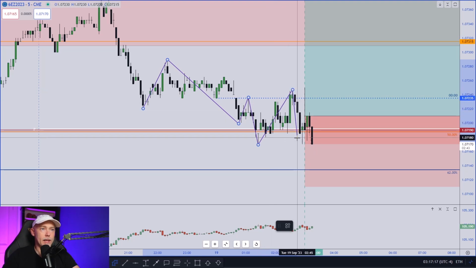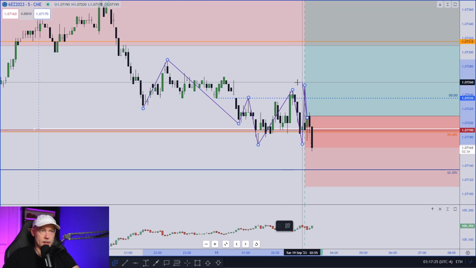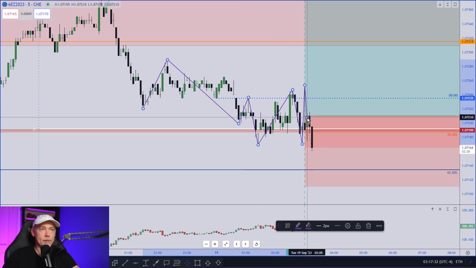Price pulled back here, and we did go a little bit higher here. On this kind of pullback is where I went long. I'm seeing this as a trend break, so I'm happy to take that trade long there. I do have a 10 pip stop on it.